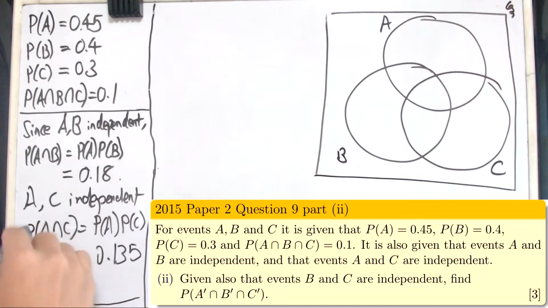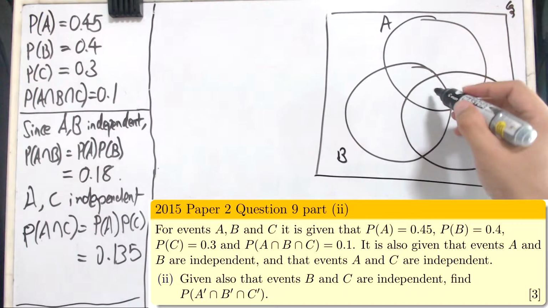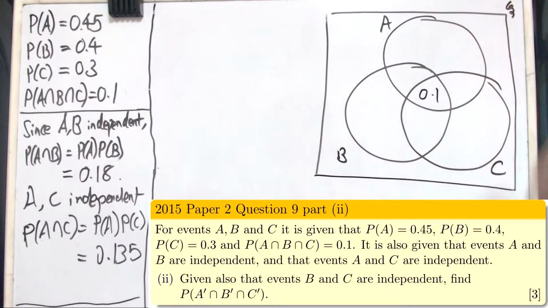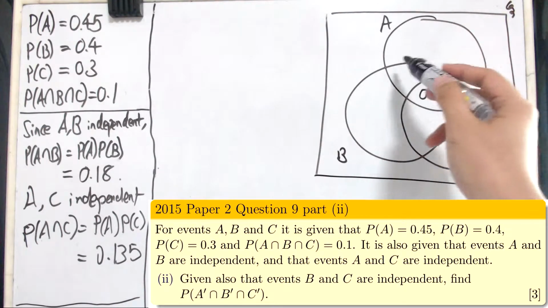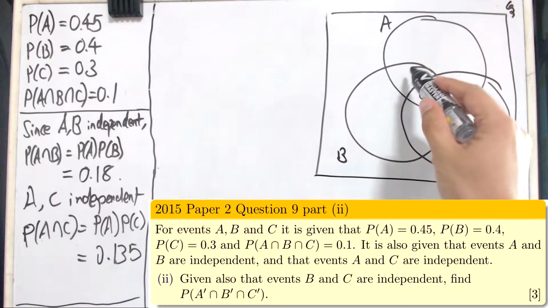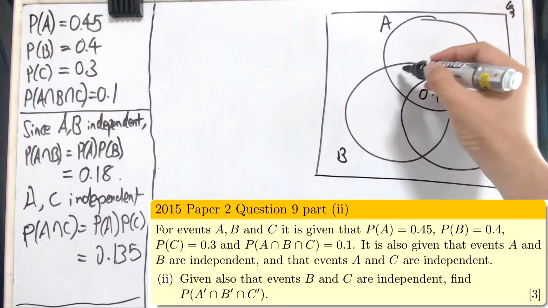Okay, so let's fill in this information into our Venn diagram. So what information do we have at the moment? We have the fact that the intersection between all 3 is 0.1. So we can fill in the value of 0.1 right in the middle over here. Next, we know that A intersect B is 0.18. So this entire region over here is 0.18. So this particular region is given by 0.18 minus 0.1, which is 0.08.